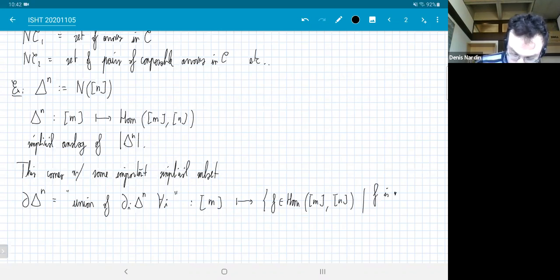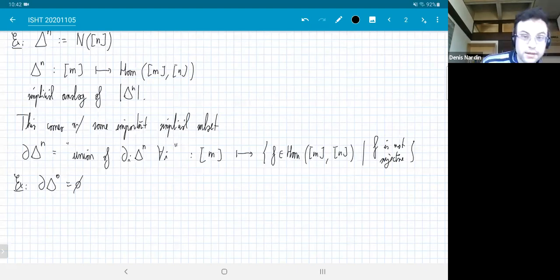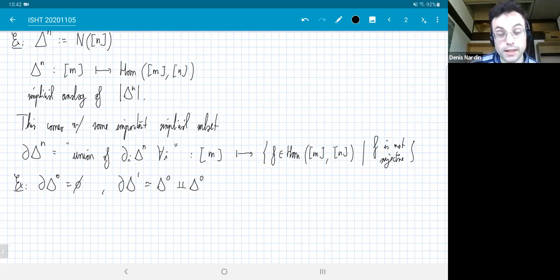So f is not surjective. So for example, you can think of the boundary of Delta^0 as empty, because every map to a one-point set is surjective. And the boundary of Delta^1 is the union of two points. It's isomorphic to the union of two Delta^0s. Because every map that's not surjective is either the constant map at zero or the constant map at one, and nothing else.